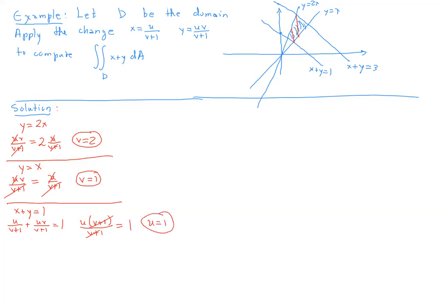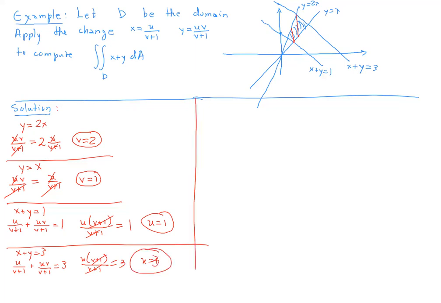That's our other line. And finally, we have x plus y equals 3, and u over v plus 1 plus uv over v plus 1 is equal to 3, which gives us u times (v plus 1) over (v plus 1) is equal to 3, which means u is equal to 3. So these are your 3 lines.